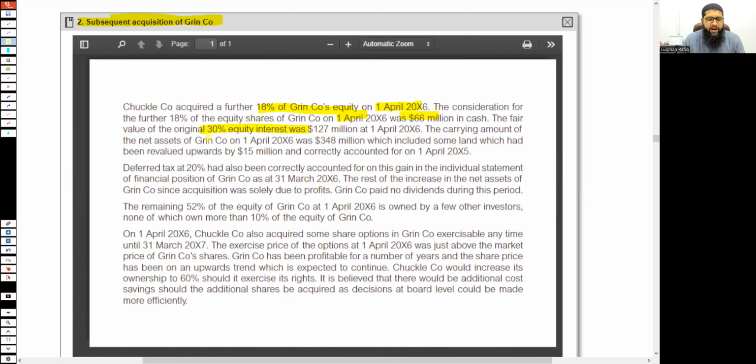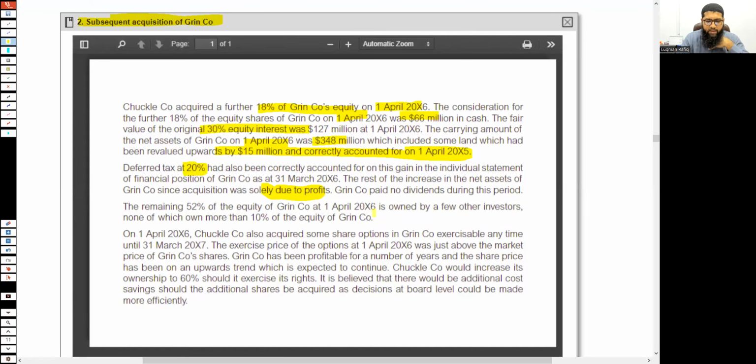The carrying amount of the net assets on 1st April 6 was 348 million, which included some land which had been revalued upwards by 15 million and correctly accounted for on 1st April 2005. So your net assets were 348 million. Now, deferred tax at 20% had also been correctly accounted for on the gain in the individual statements. The rest of the increase in the net assets was solely due to profits. Green Company had paid no dividends during this period.